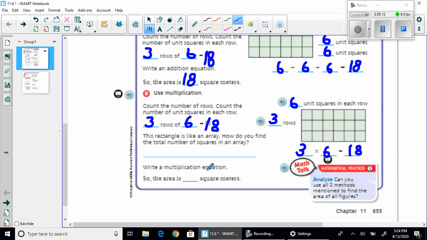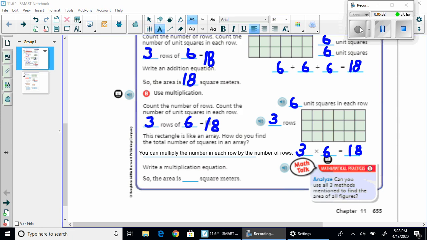All right, so today when we are finding our unit squares, we are also going to be relating it to arrays, okay? All right, so I am going to read this problem down below, and I'm going to pause the video, and I'm going to see if you can answer it, and then you can unpause the video, and we can check answers.